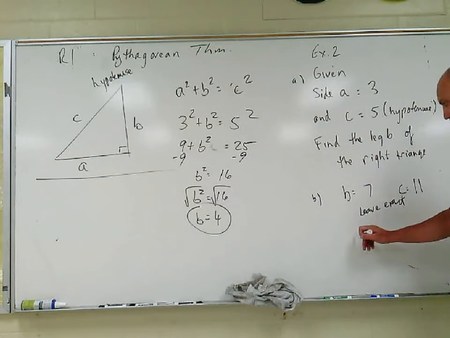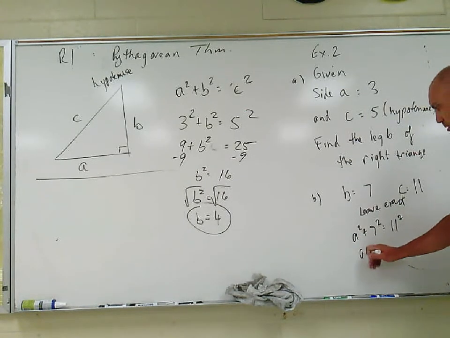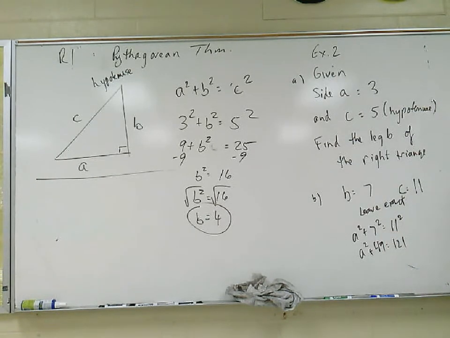So on this one, we said a squared plus 7 squared is 11 squared. Then I agree with what Allison said. She said, go ahead and square 7 squared and 11 squared, 121. All right. And then we'll subtract the 49. So what is 121 minus 49? 72. Very good. So a squared is 72.